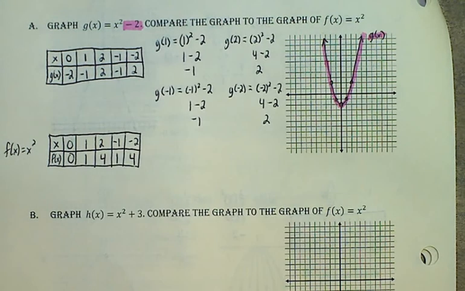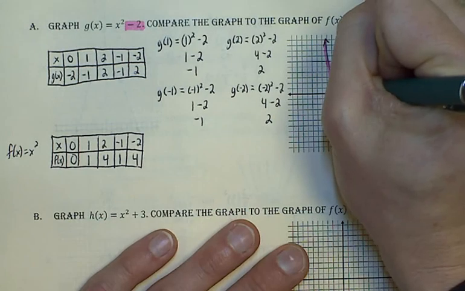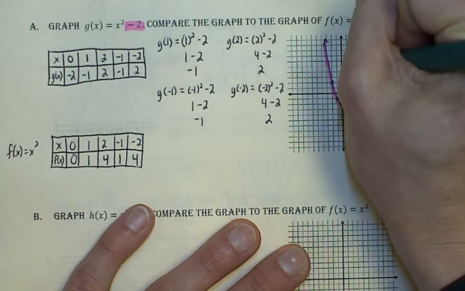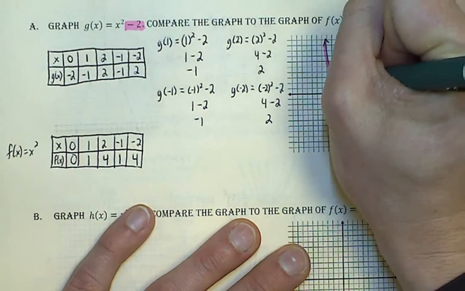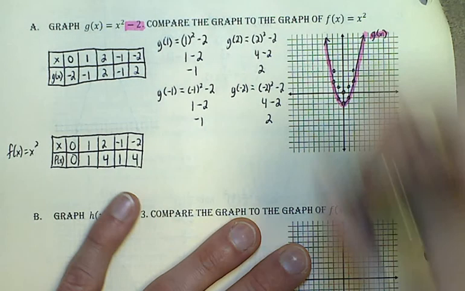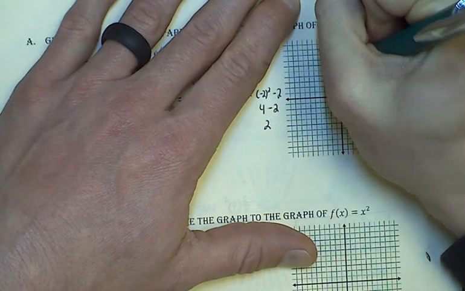Well, now I have to go in and I have to graph those actual points. So vertex at 0, 0, points at 1, 1, and 2, 4, points at negative 1, 1, and negative 2, 4. So then I can go in and I can draw my parabola. It should line up pretty closely with the other one. Draw it as smooth as possible.